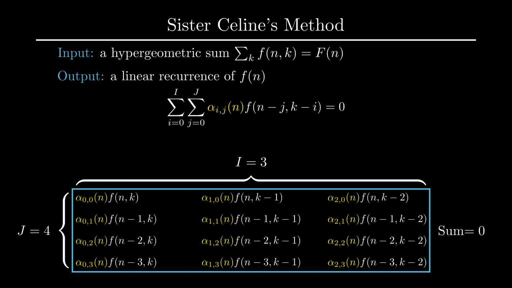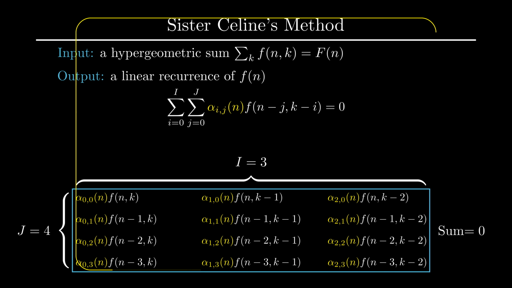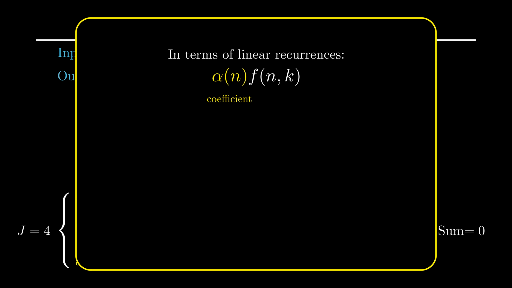Note that these polynomials we are solving for are only in terms of n, with no k's involved. Now, I want to clarify some terminology. I know that these alpha functions are polynomials of n, but I will be referring to the polynomials in their entirety as coefficients, even though I just said they were polynomials.